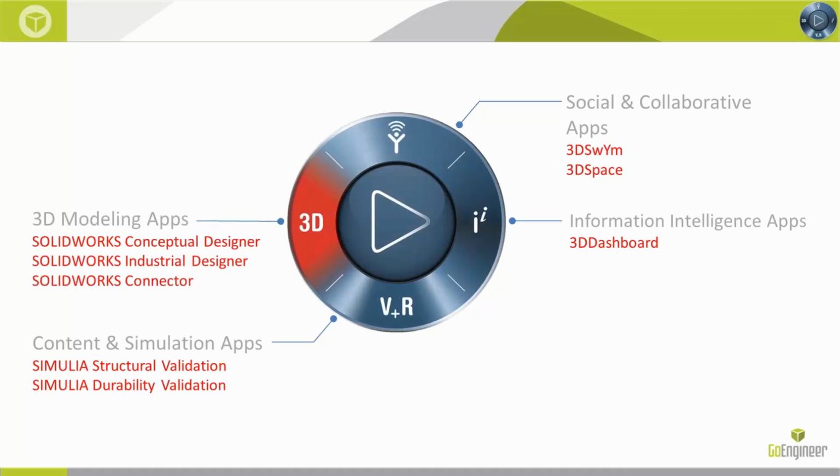Finally, to the west, and most important for us as 3D designers, are our 3D modeling apps. So today, that consists of 3 apps. There's the SOLIDWORKS Conceptual Designer, SOLIDWORKS Industrial Designer, and the SOLIDWORKS Connector. So we'll see more about these particular objects in a couple of minutes. And then finally, in the center of the compass, it's actually a context-sensitive button, and it has different functions depending on what environment you're in. So if you're in Simulia, if you're in Industrial Designer, if you're in your 3D Space, it does different things depending on where you're at in the environment.